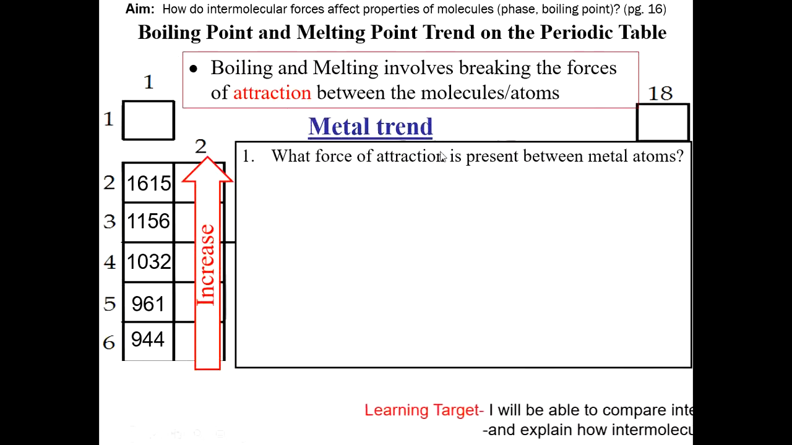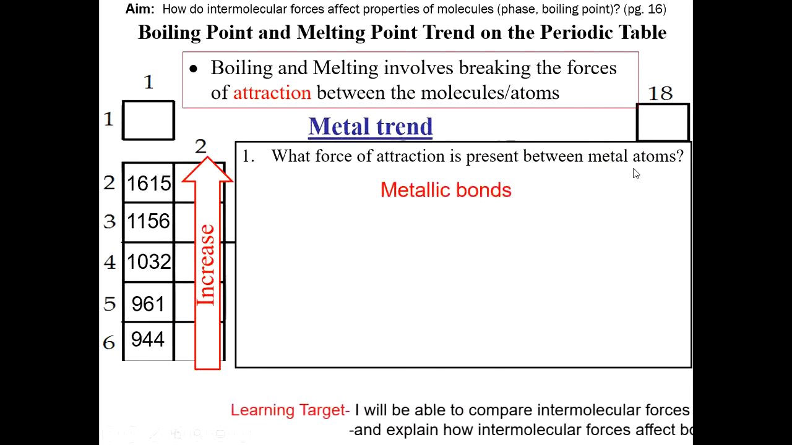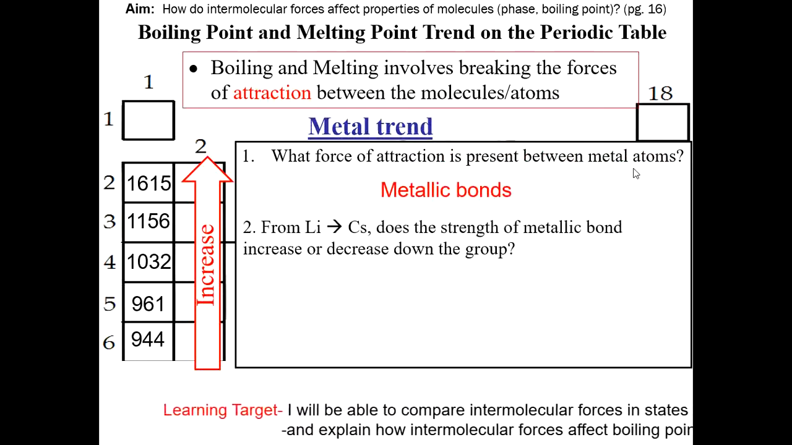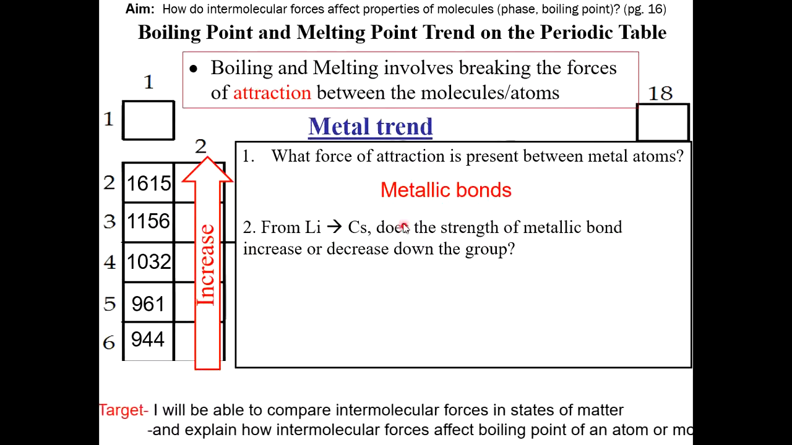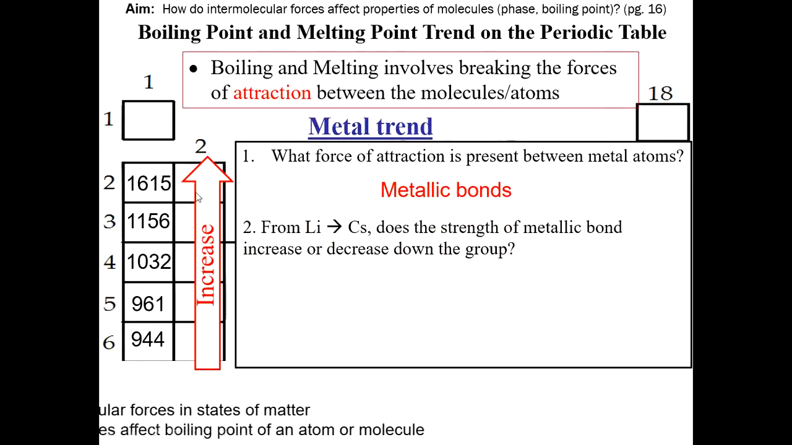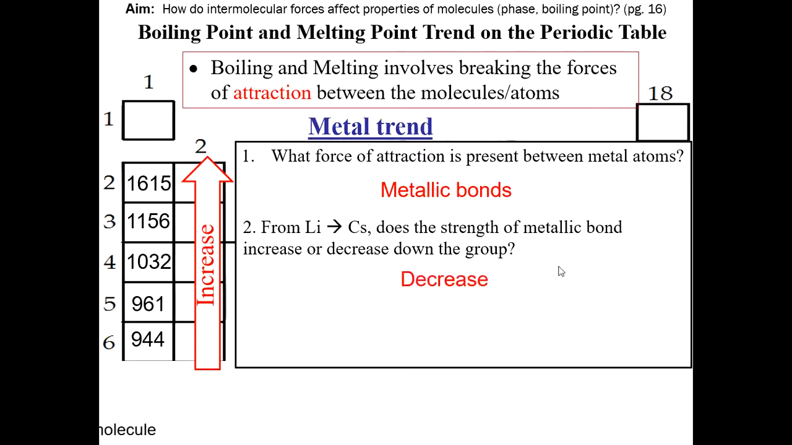So what is the force of attraction that's present between metal atoms? It is the metallic bonds. So from Li to Cs, does the strength of the metallic bond increase or decrease down the group? So we know the higher the boiling point means a stronger force of attraction. So the strength of the metallic bond will decrease down the group because the boiling point decreases as you go down.